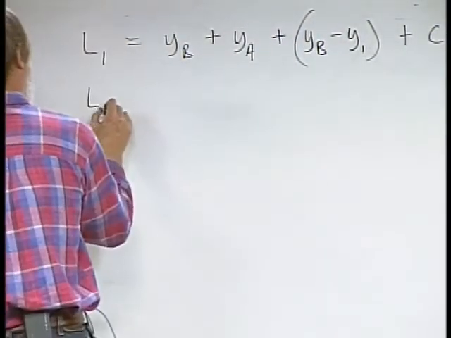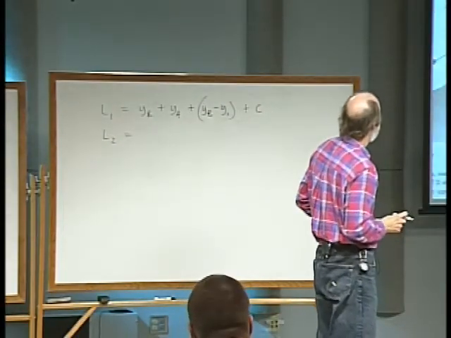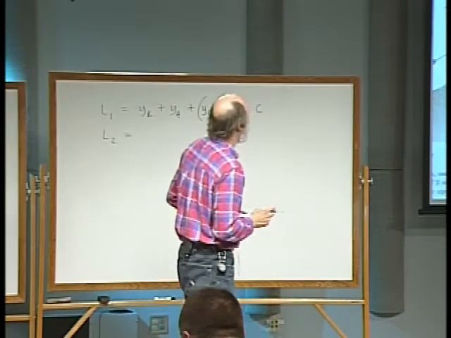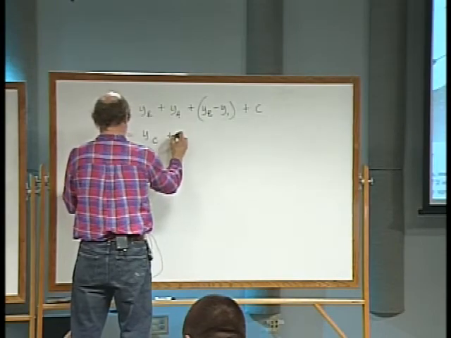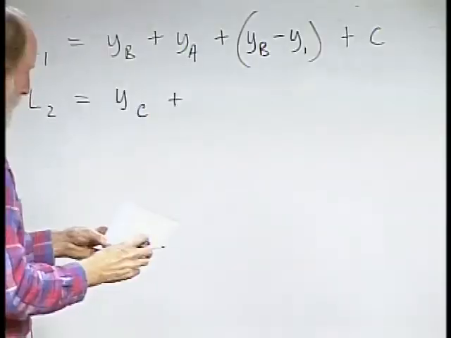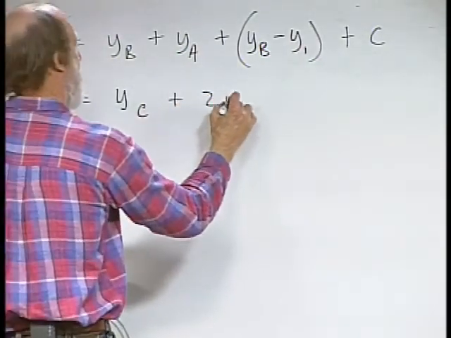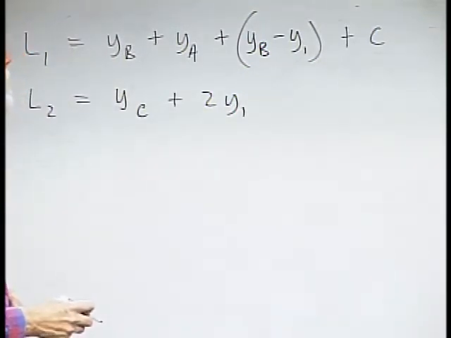If we go to the next cable, labeled number 2 in the middle, it looks like it's made up of y sub c plus 2y sub 1, what I labeled y sub 1. And we're looking at cable 2, there in the middle. Y sub c plus 2y sub 1. What's missing?